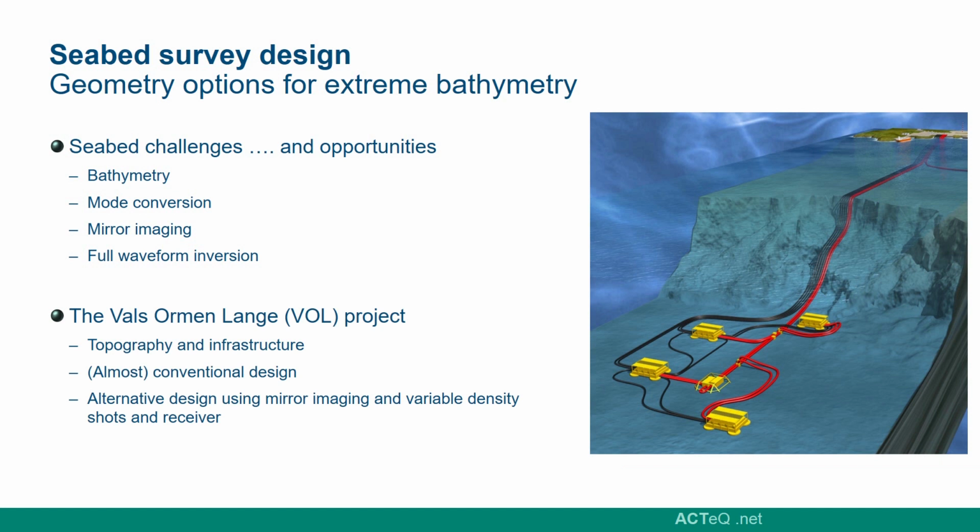It isn't a real project, but it's loosely based on the Ormenlange field in Norway. It's going to give us some interesting challenges associated with the topography and the infrastructure, and we're going to start off with an almost conventional design, and then we're going to look at an alternative design using mirror imaging and variable density shots and receivers to try and achieve some significant cost savings.